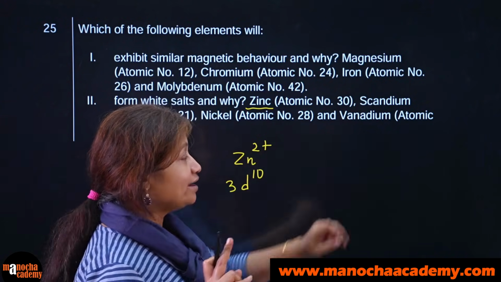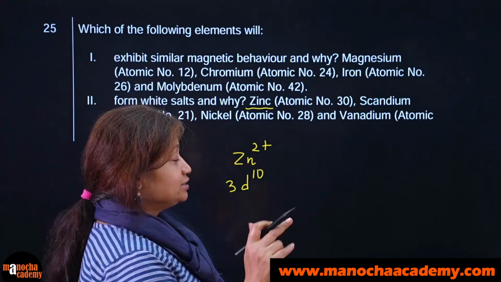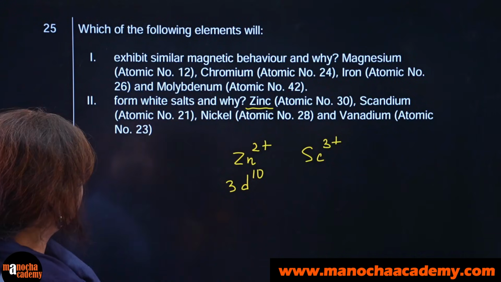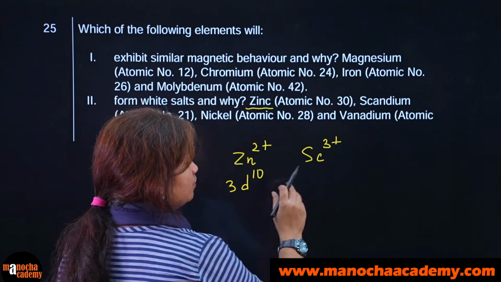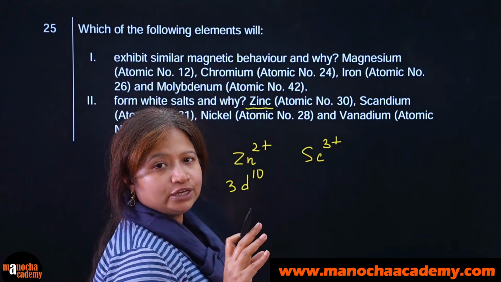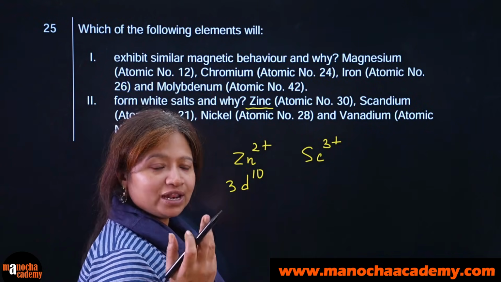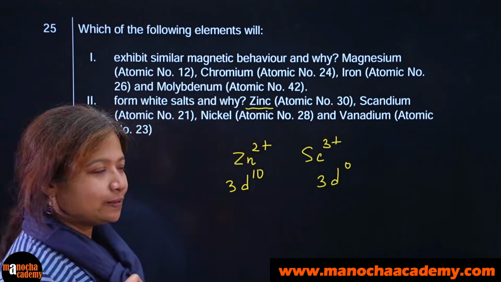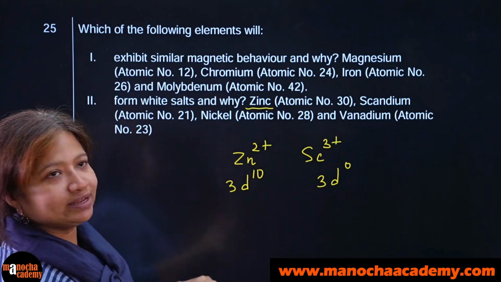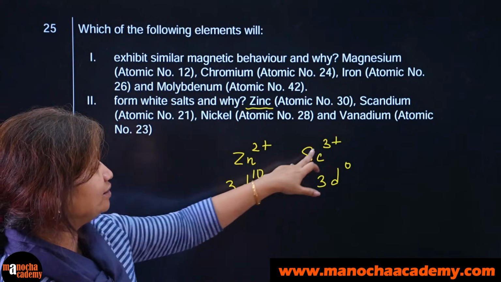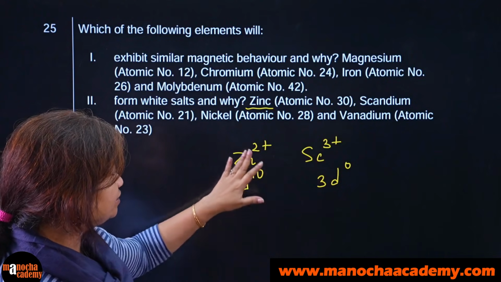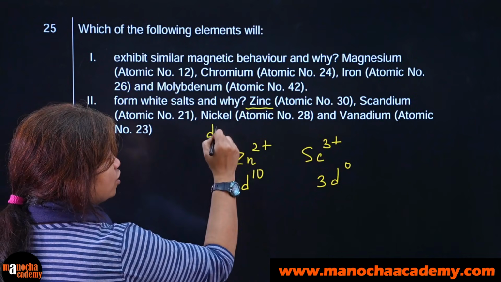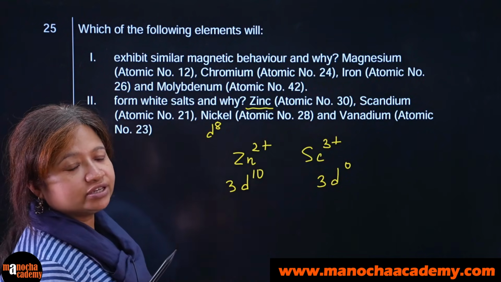So again, for scandium, you have to understand and remember that only the 3+ state is possible. 21 means argon is 18, 19, 20, 21. So that means d has no electrons. So 3d0 is the configuration, isn't it? Because 18 is argon, then 19, 20, 21 means all 3 electrons are lost, because for scandium, I told you, 3+. So here we are getting d0 and d10, so these two will form white salts. If you look at nickel, nickel is 28, it is d8 configuration because the common oxidation state of nickel is Ni2+.